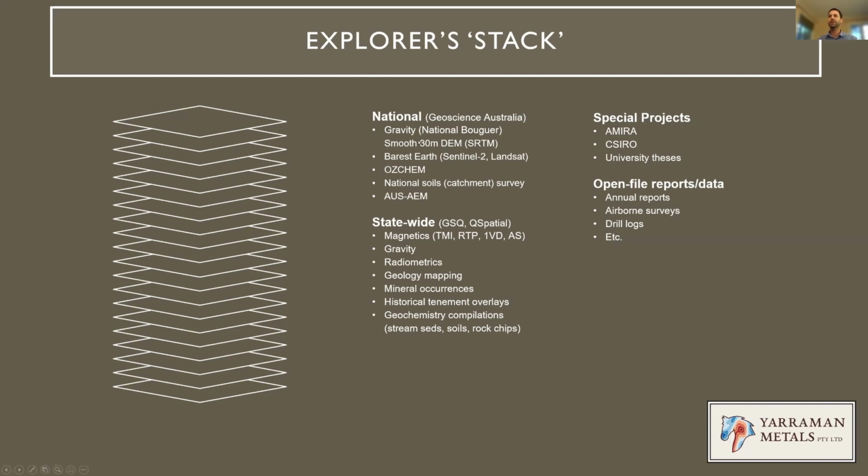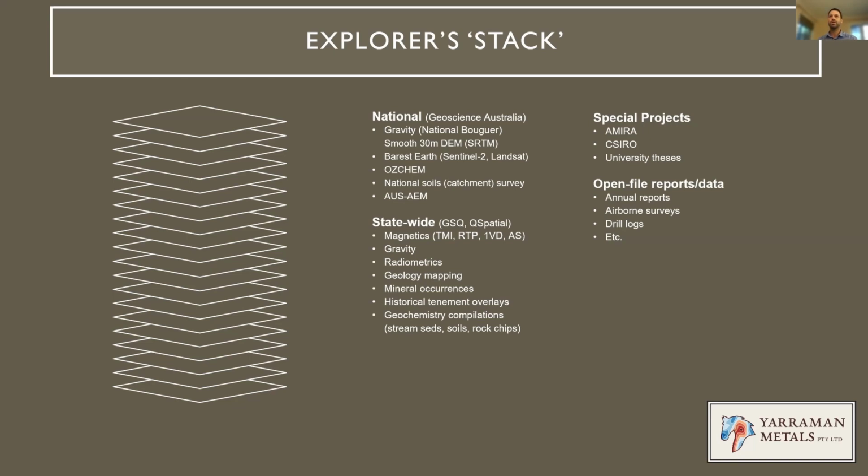They've got a smooth DEM product, which is probably 30 gig to download, but it's really nice, clean DEM data to use. Barest Earth, if you like looking at spectral stuff, is great. I'm really happy with the Sentinel-2 stuff. Landsat has been good, but when you're starting to map at the tenement scale, it's a bit coarse. It's all right for regional generation.